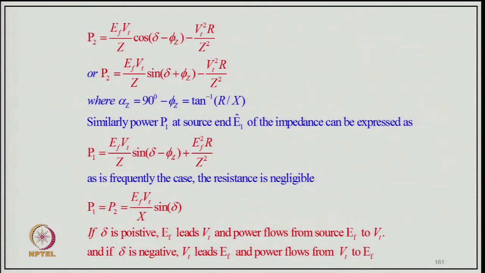So, hence frequently if resistance is neglected, we can call it P1 equal to P2 equal to E_f V_t upon X into sin delta. This is per phase power. If you are taking 3 phase power, you can consider 3 into this. So, if delta is positive, E_f leads V_t and power flows from E_f to V_t, and if delta is negative, V_t leads E_f and power flows from V_t to E_f, that is the case of the motor, this is the case of generator.